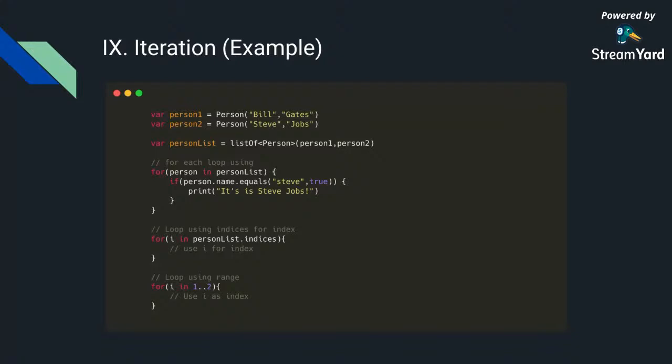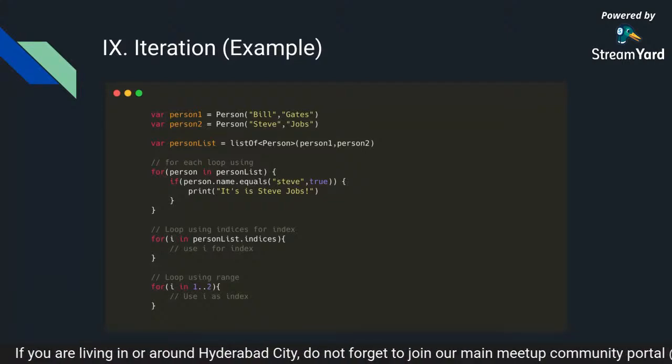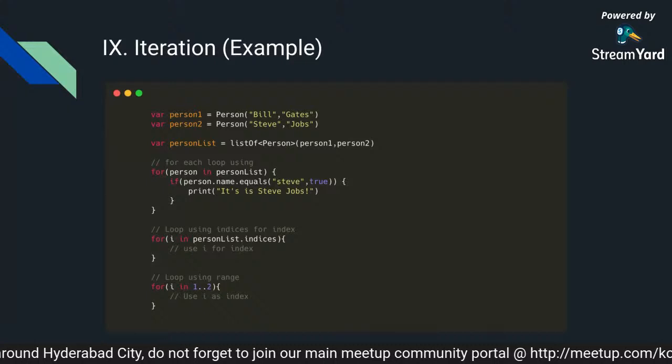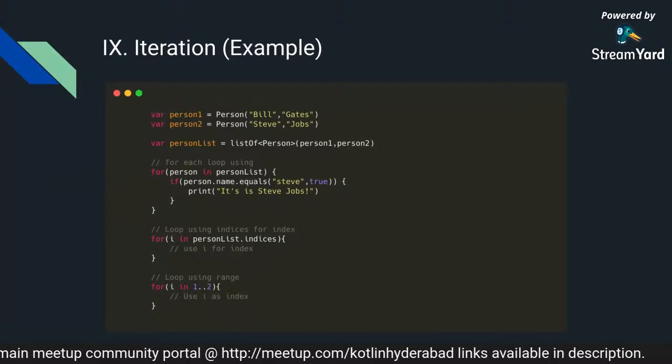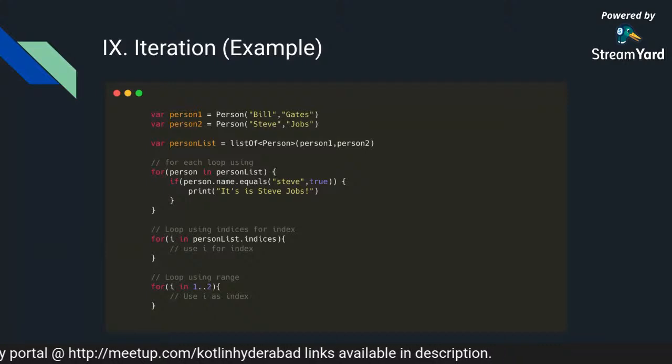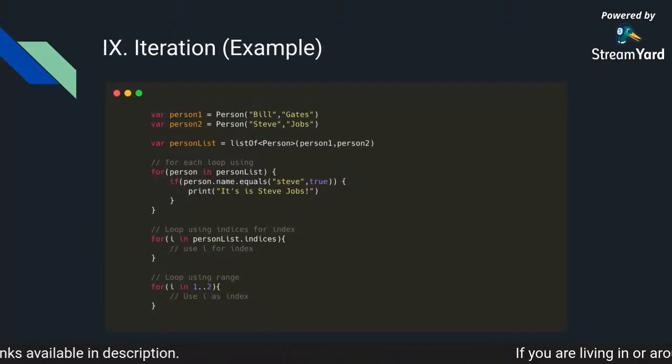Now here the keyword person is not important. I can say anything, like item in person list, and then use item dot name dot equals. You can name it anything. There is no definition for that. That's for our understanding and readability that we define it. So that's a for each loop.